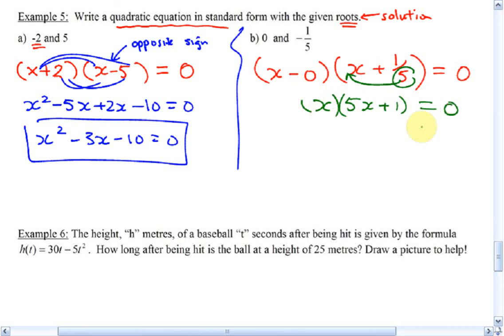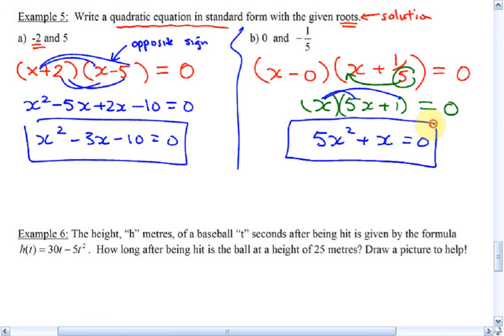Okay. So now we're set to expand this out. 5x squared plus x equals 0. And this is the quadratic that gives you those two answers. Sweet. So I just wanted to throw it in. Going backwards is actually not too hard. Just understand it's always the opposite sign of the roots.